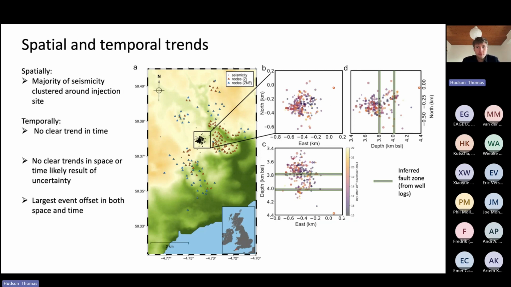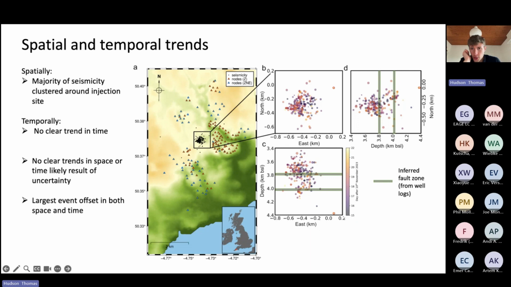We can then obviously look at spatial and temporal trends, which is one really important thing to do when we're looking at characterizing seismicity triggered by stimulation of geothermal wells or reservoirs. And we really struggled to see a clear temporal trend in time. But what we can see is, I think, some clear discrimination between two clusters of seismicity.